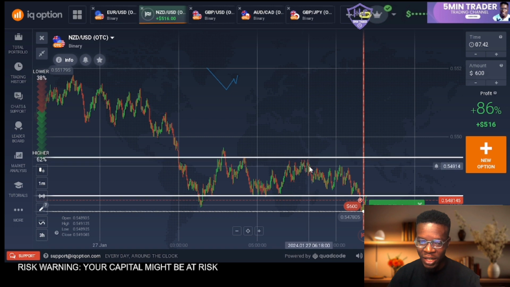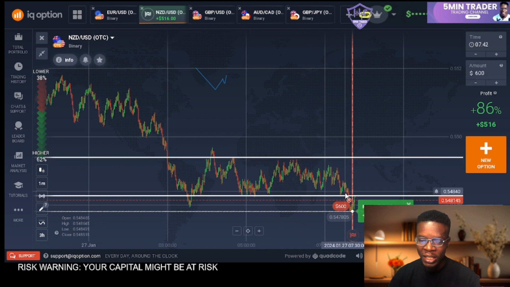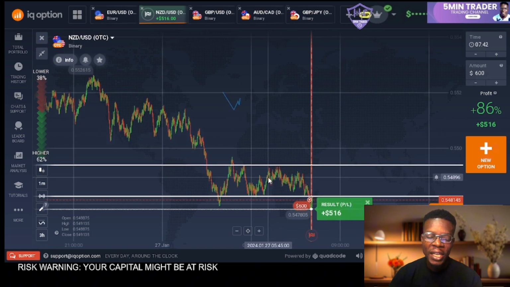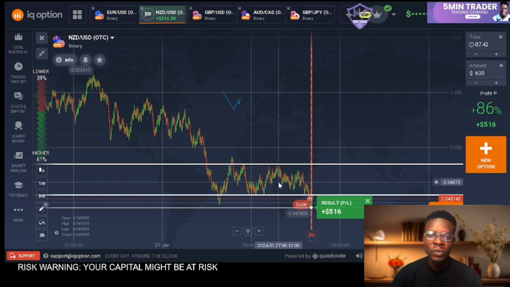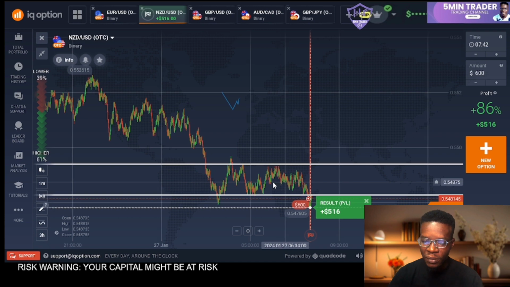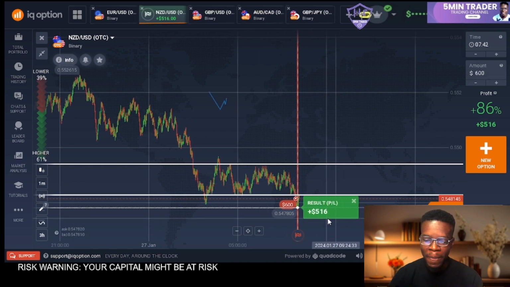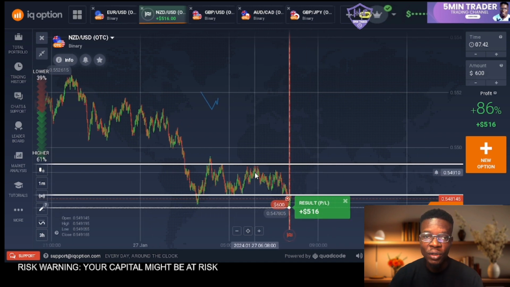It bounced around here almost 4 times, and then it kept moving around here. So we can consider this to be a consolidation phase, because the price has been bouncing in a straight line for quite some time. Now, in my previous video, I also traded a consolidation like this. You can check that video out as well to understand how to trade consolidation.